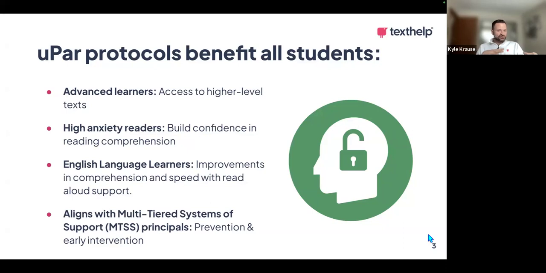So thinking about your students and how it can actually benefit them. When we think about students, we always have our advanced learners. Those could be students that are really reading above their grade level or reading at grade level. Well, with uPar, we can actually give them data that shows how high of grade level content they can understand when they have those supports available. So giving those advanced learners access and showing them that they can access higher level text.